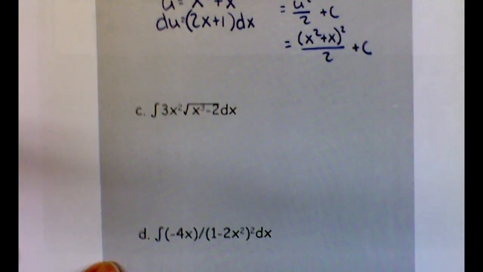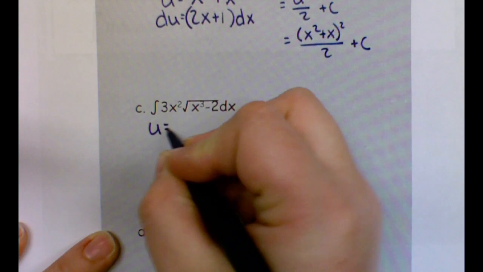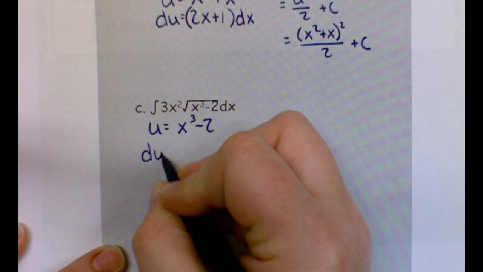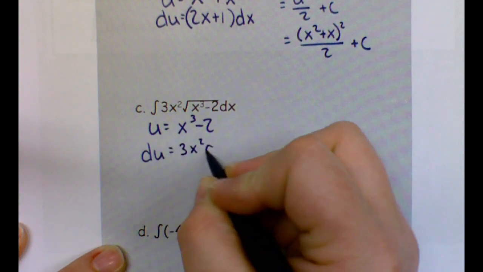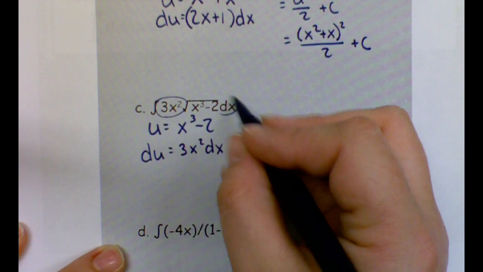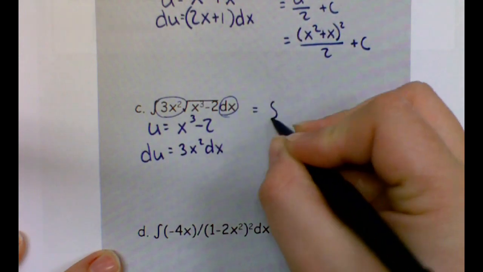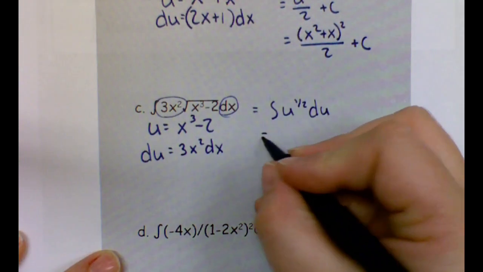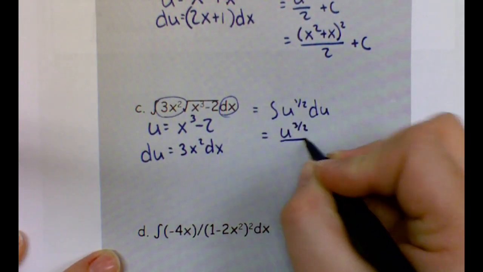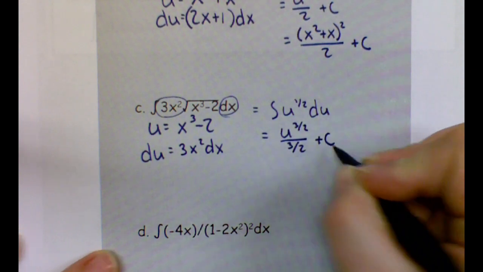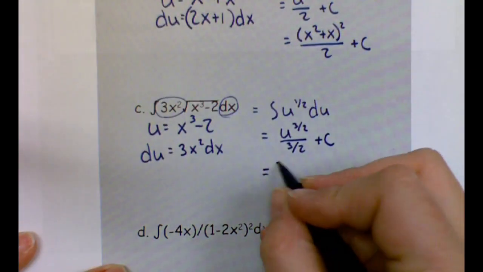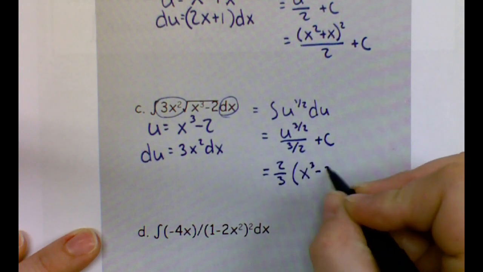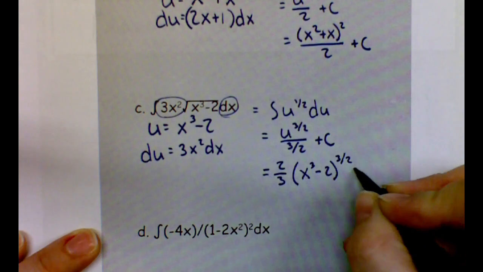For letter C here, we choose our u substitution. U would be x cubed minus 2, that inside piece, which means du is 3x squared dx. Notice I can find both of those pieces, so we rewrite this as u to the 1/2 power du. Integrate now, we have u to the 3/2 power over 3/2 plus c, which is 2/3 times u, which is actually (x cubed minus 2) to the 3/2 power plus c.